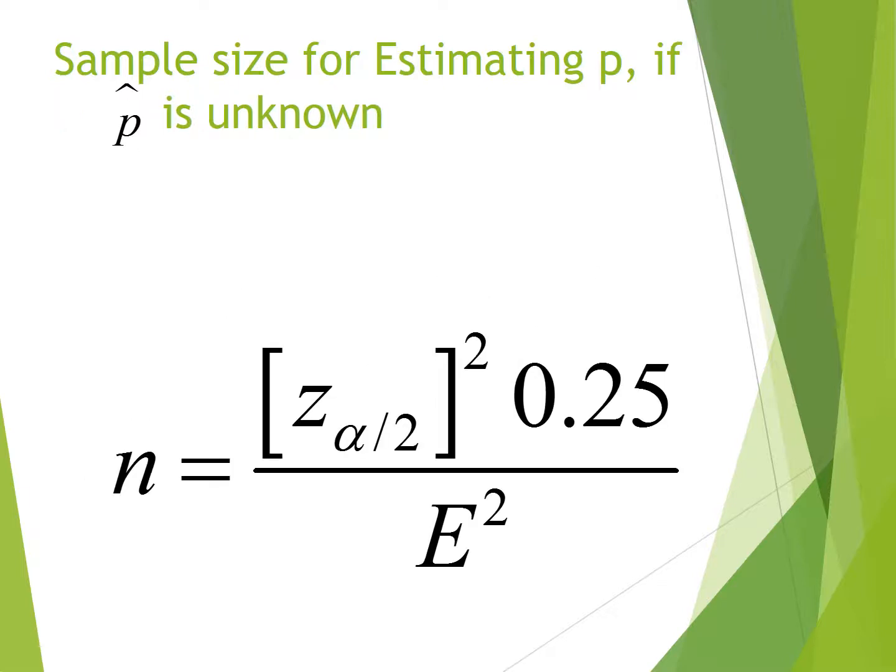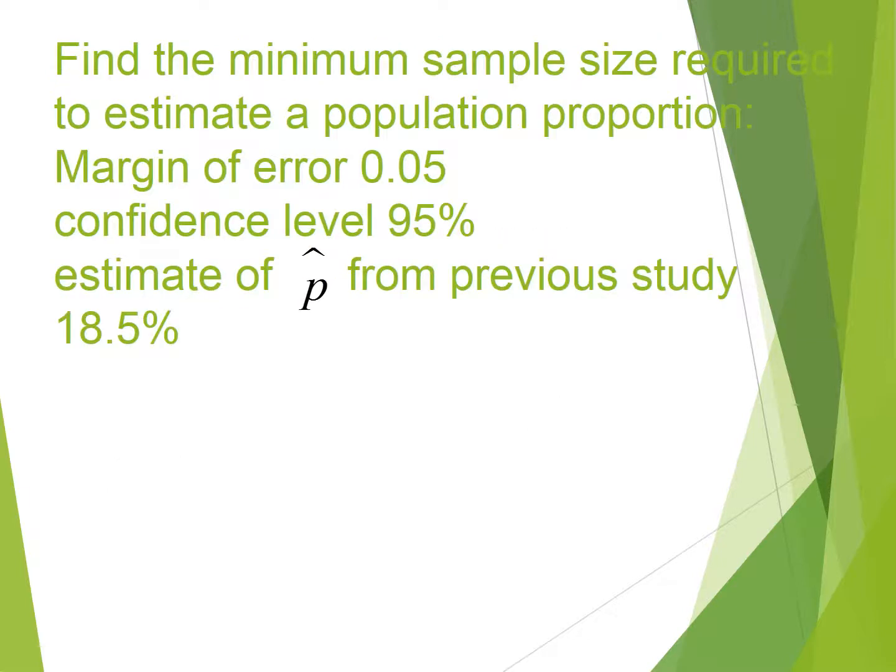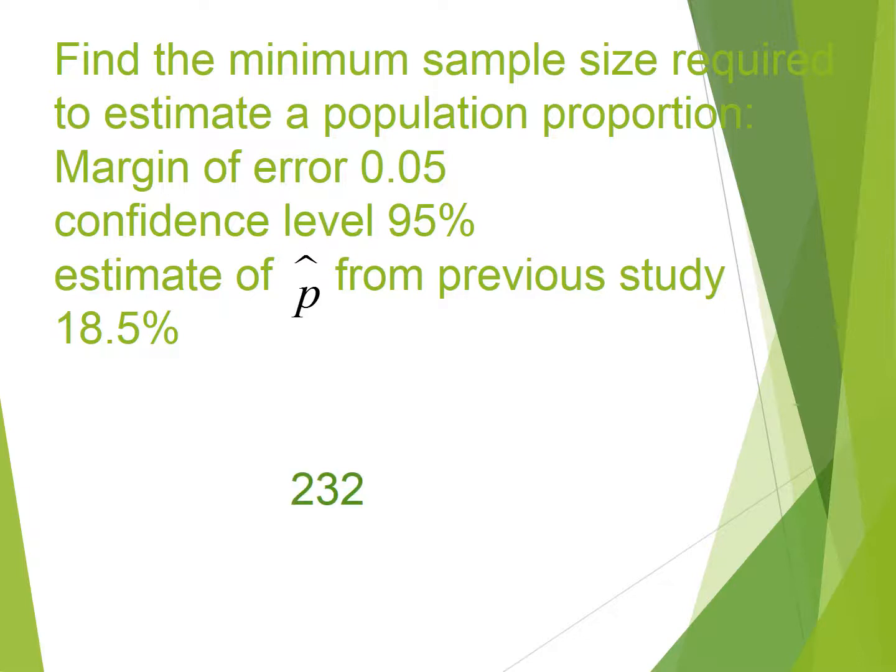So what we're going to be doing is 1.96 squared times, let's go back to the numbers we had. All right, so the p hat was 0.185, which means q hat is 1 minus 0.185, which is 0.815, over E, and our margin of error is 0.05 squared. So you put that into a calculator and you get 231 something, which we round up to 232.